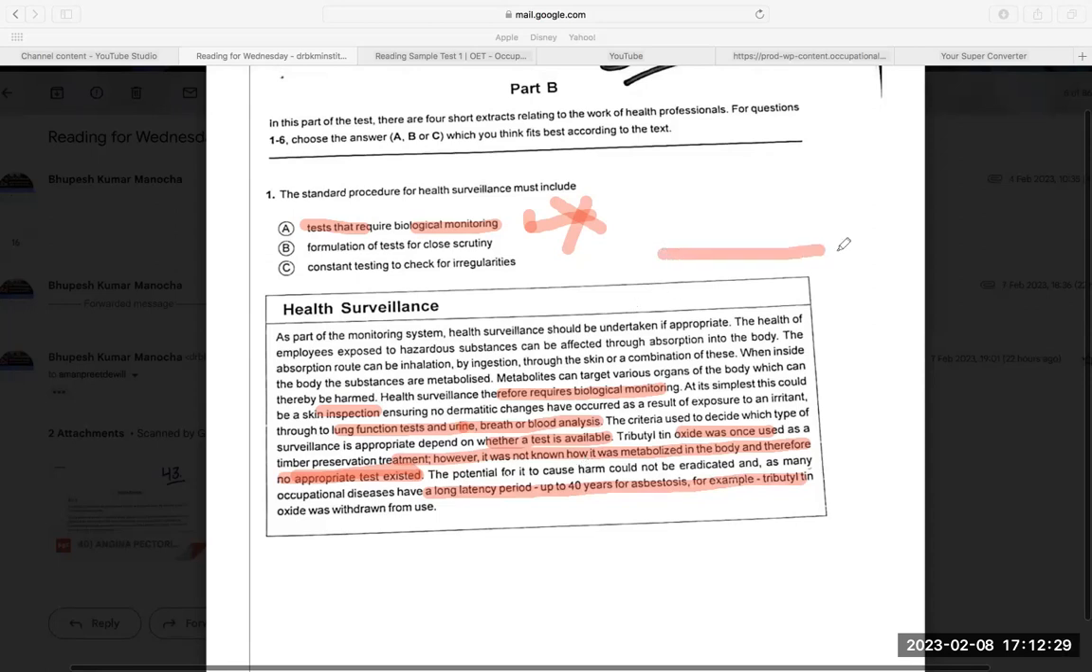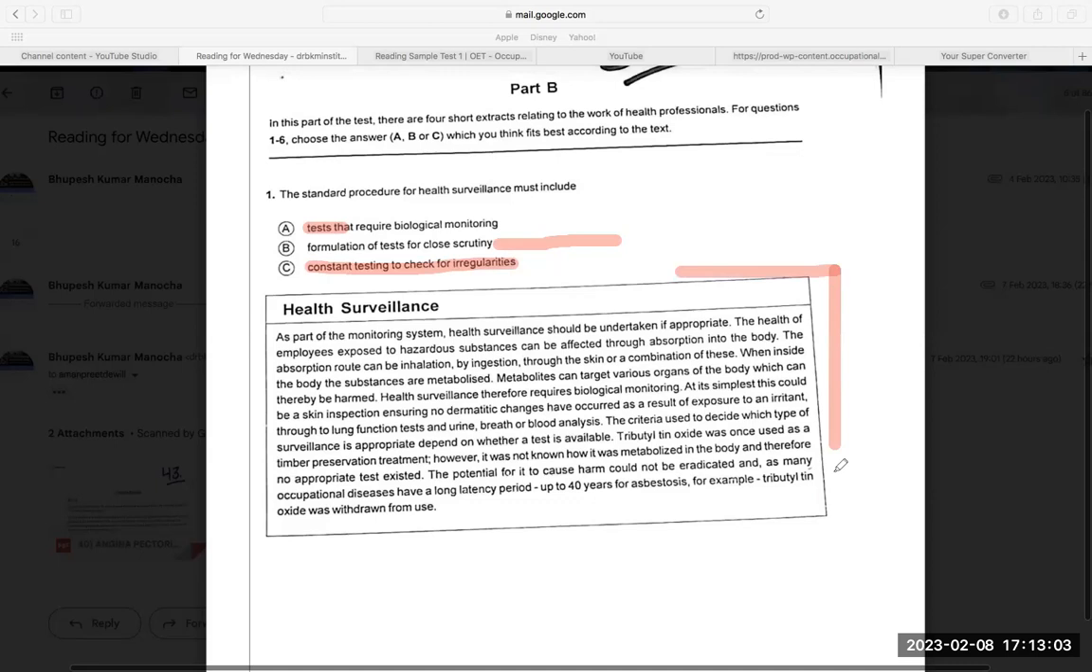So overall, this topic is saying that health surveillance can include any of these things, like skin inspection or a lung function test. So the elimination method makes it easy. Like I eliminated option A because there were extra words like tests. In the same way, I have to eliminate B or C. B, I will not understand in the examination because there is a lot of vocabulary. In C, you will read constant testing to check for irregularities. If you read this topic nicely, you will not find the word constant. So this is also not my option.